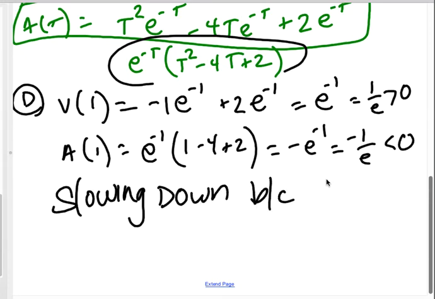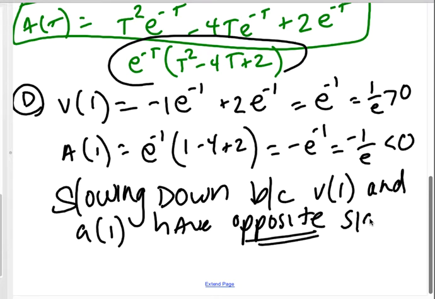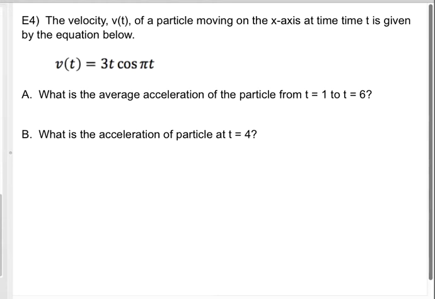because v of t and a of t have opposite signs. So v of 1 and a of 1, specifically, I shouldn't have said of t, have opposite signs. That's the information you're going to have to communicate to get full credit. All right, cool. Moving on.